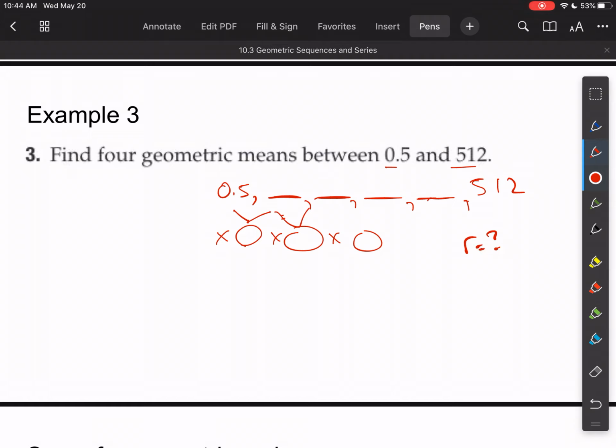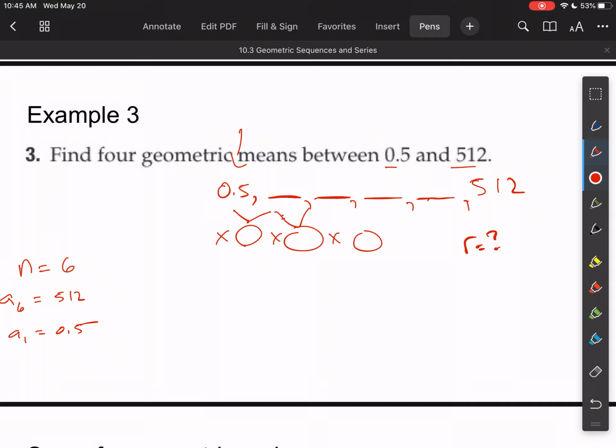What is r? So to find that, I can just use my formula for the geometric sequence. So we know that in this case, n is just the number of terms we're seeking here. We have 6 terms in this problem, right? So we start with the first one, we have 4 gaps in between, we end with the 6th. Okay, so we know that the 6th term is equal to 512. And we also know that the first term is equal to 0.5. Okay, so I have to find r.